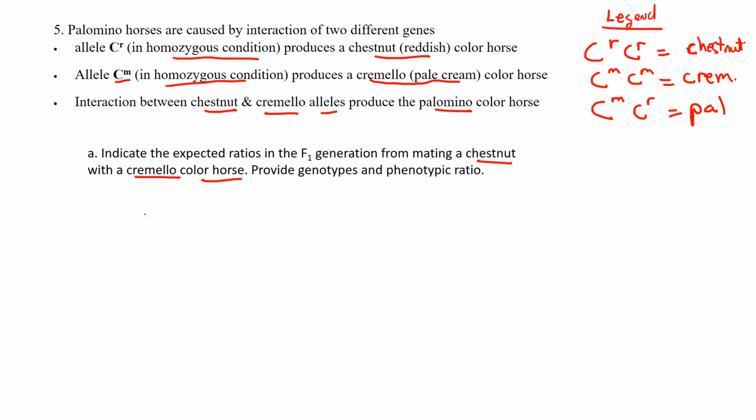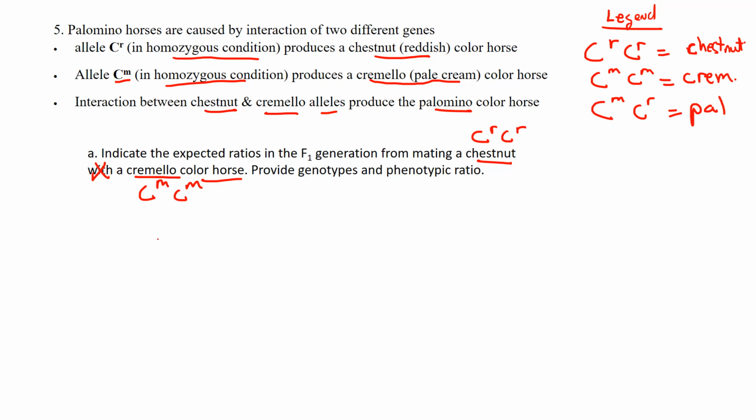So, chestnut, there's one parent. Let's underline the parent and put their genotype just above them. The only way that you can be chestnut is if both your alleles are the C superscript R, C superscript R. This is crossed with a cremello. So we already said a cremello, that's CM, CM. What's their genotype?